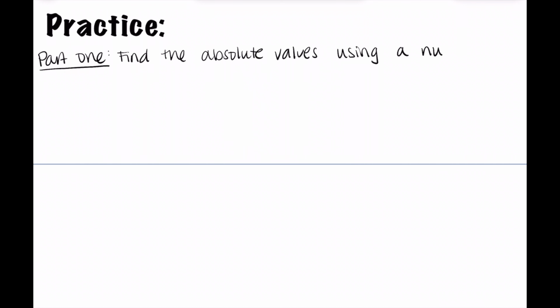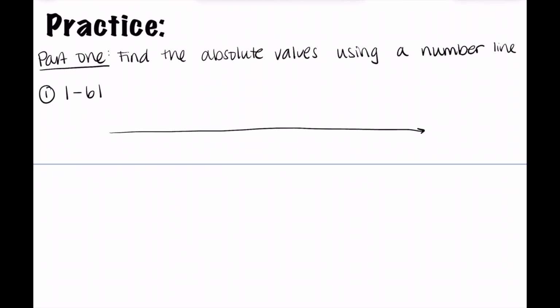So now that we've defined what absolute value is, and now that we've gone over its notation, we're going to get into our practice problems now. We're going to have 3 parts to this. For part 1, the directions say to just find the absolute value using a number line like we just did in the last example. So our first question for number 1, we have to find the absolute value of -6.